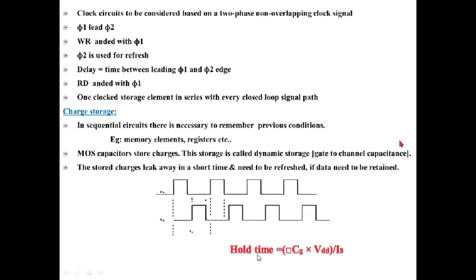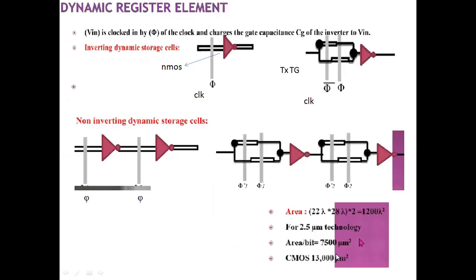And regarding the hold time, up to what time you can hold the information stored in the cell is given by square CG into VDD divided by IS. Here, square CG is the unit of gate capacitance CG, multiplied by the VDD, divided by IS, where IS is the source current.